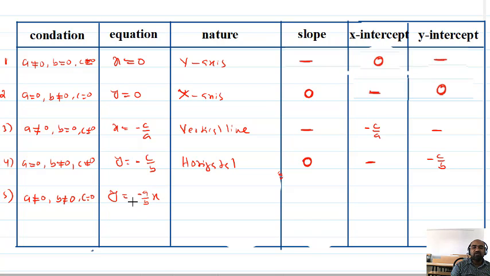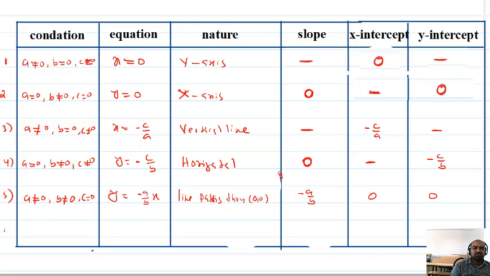So, this is in the form of y equal to mx, no? A line passing through the origin, 0 comma 0, just write like that. Nature of the line means y equal to mx form. What is the slope, Nana? Minus a by b. What is the x-intercept? 0. What is the y-intercept? 0, because it passes through the origin, no? It intersects the x-axis at the point 0 comma 0 and the y-axis at the point 0 comma 0.